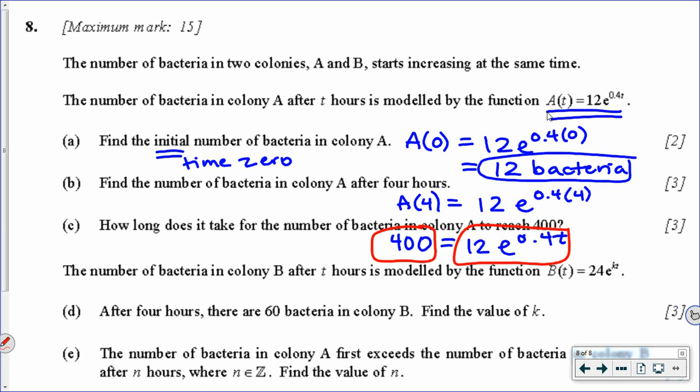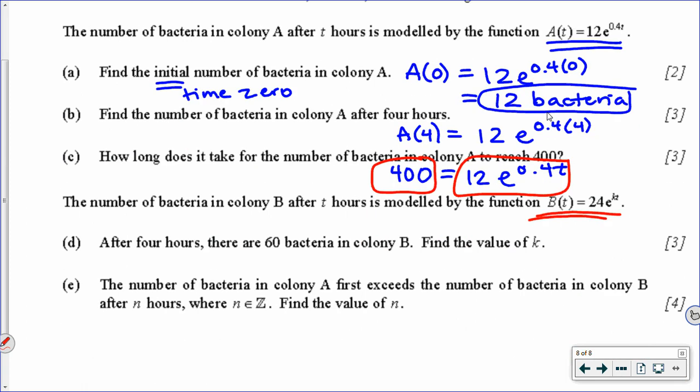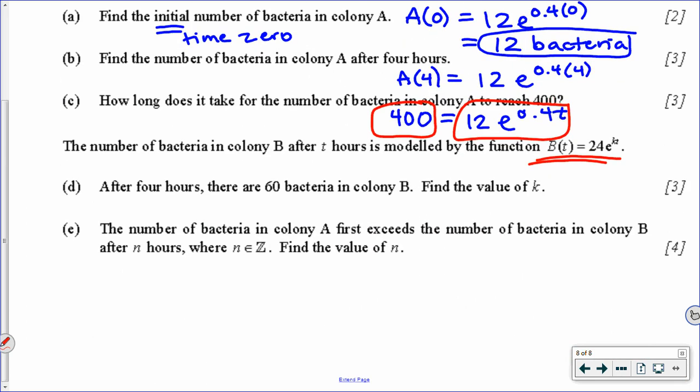And then scrolling down, we have the number of bacteria in colony B obeying this other function. And you can see this other function for B is missing a piece. It has a k where there should be a constant. But then it gives us some information. After 4 hours, there are 60 bacteria. T stands for hours, and B is the number of bacteria in colony B. So it's like I have an ordered pair that I can plug in.